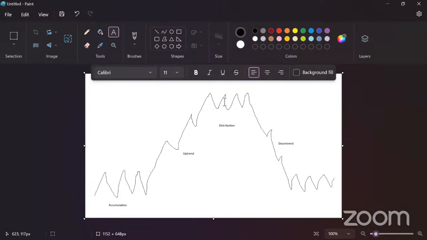Now we're going to use a combination of volume and price action to deduce when distributions are occurring and when it's just a pullback and things like that. That's what we're going to look at in the next part of this session. But for now, just understanding the basic concept, which is accumulation, uptrend, distribution, downtrend, and how buyers and sellers interact in that whole movement is good enough.